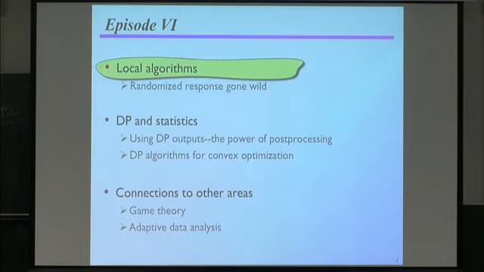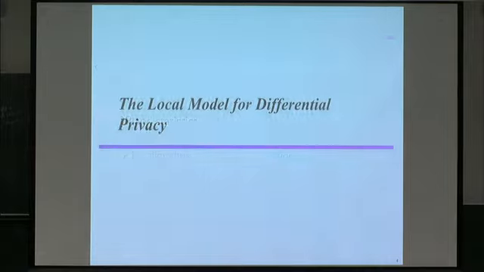Okay, so let me start with a little bit about local algorithms, and the reason to talk about these is because in the commercial applications of differential privacy, these have proven very important so far, and they are much more sophisticated examples of the very simple randomized response survey scheme that we talked about earlier. This has come to be known as the local model for differential privacy.